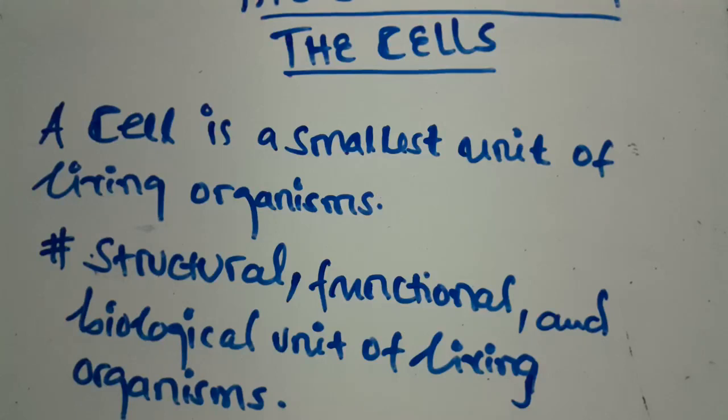So in the first definition, we are saying that a cell is the smallest unit of living organisms. And these living organisms can be plants or animals. So a cell is a very small unit which is found in plants and in animals. We are not able to see these cells, even with our naked eyes, because they are very tiny. So these cells, we can only see them with the aid of a microscope.